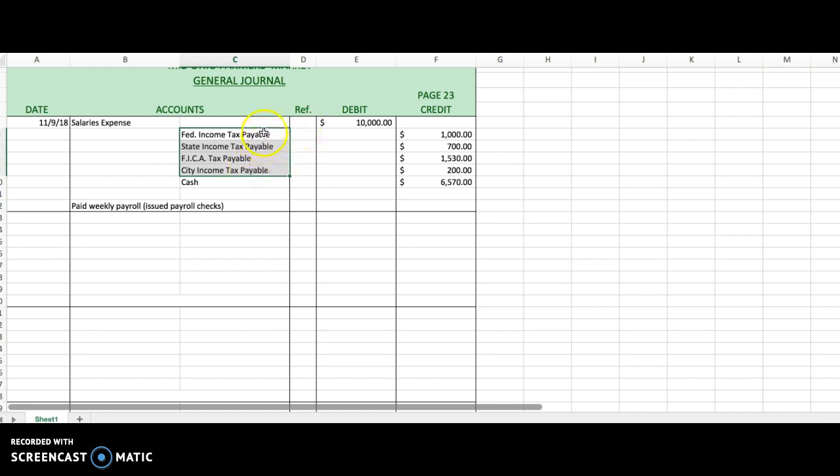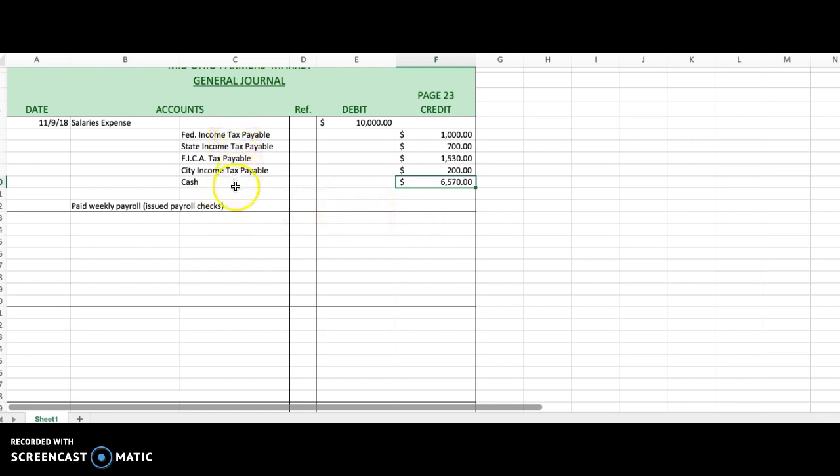Typically, these kinds of things, federal income tax payable, state, FICA, city income tax, are paid quarterly, like every 3 months, sometimes every 6 months, but typically they're paid periodically on behalf of the employees, so we have to keep that money aside in a liability account. But we are paying the employees their net pay, which is $6,570. So this now becomes the payroll entry. There are other types of deductions.